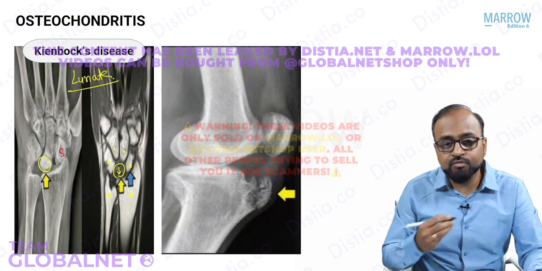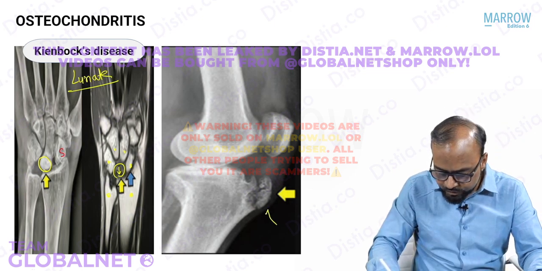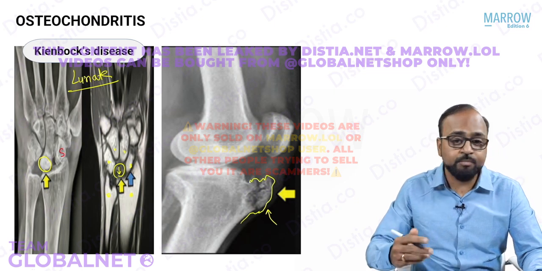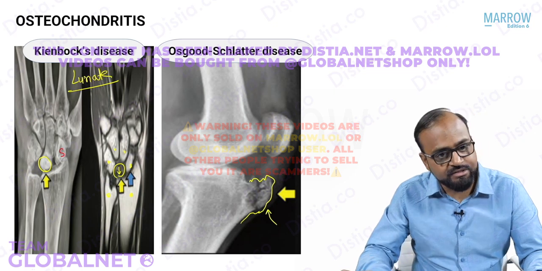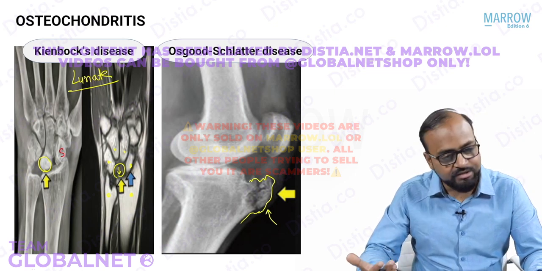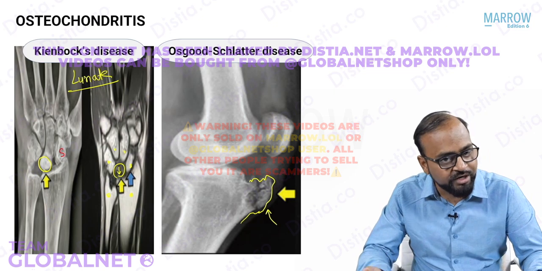Now, if this involves the tibial tuberosity, can you see an irregularity involving the tibial tuberosity there, right, where the patellar tendon is attached? It is called Osgood-Schlatter disease. Okay, so these are specific osteochondritis.